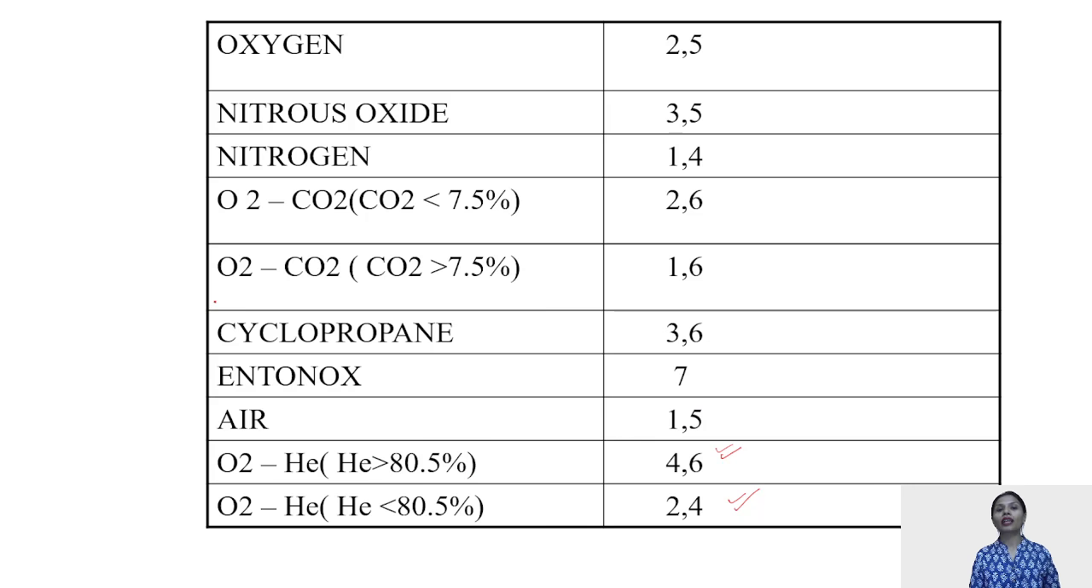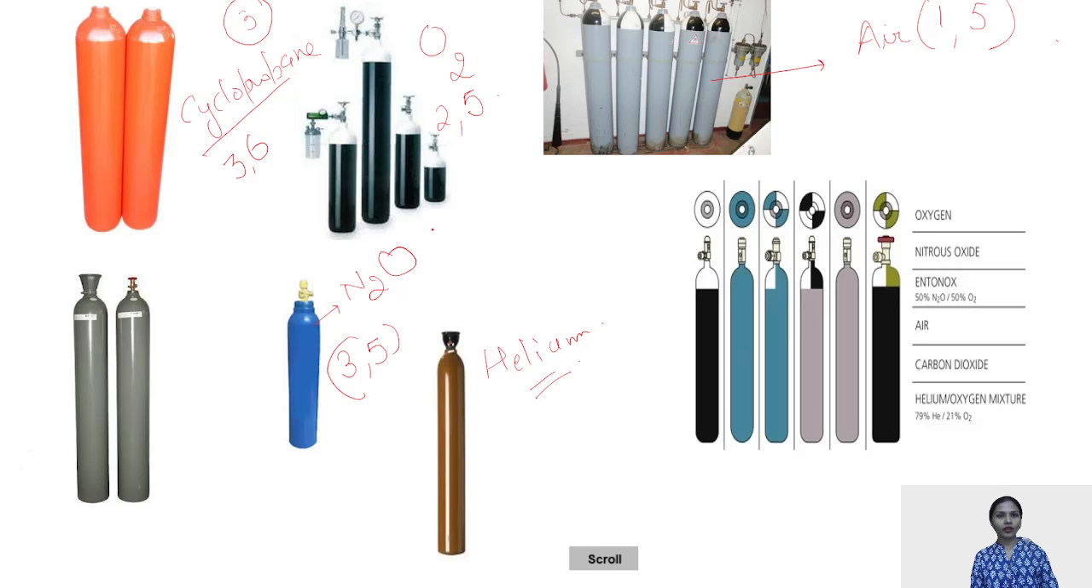When we talk about carbon dioxide, of course, C is something that resembles 6 a lot. So the carbon dioxide pin index can be remembered like 2, 6 or 1, 6 depending upon the concentration of CO2. Coming back, these are some cylinders.